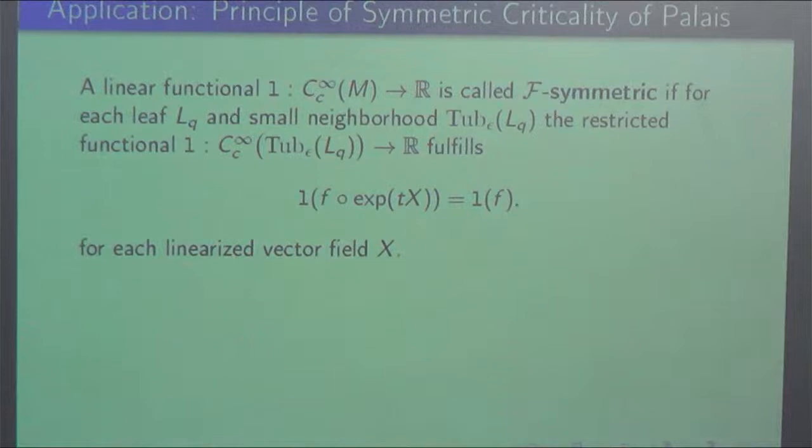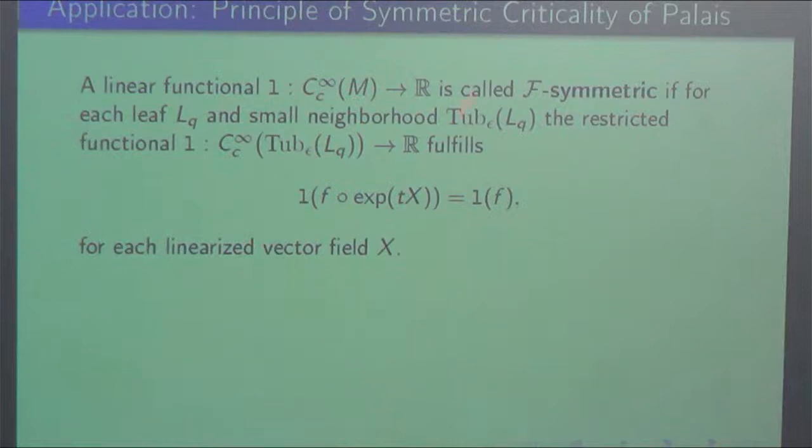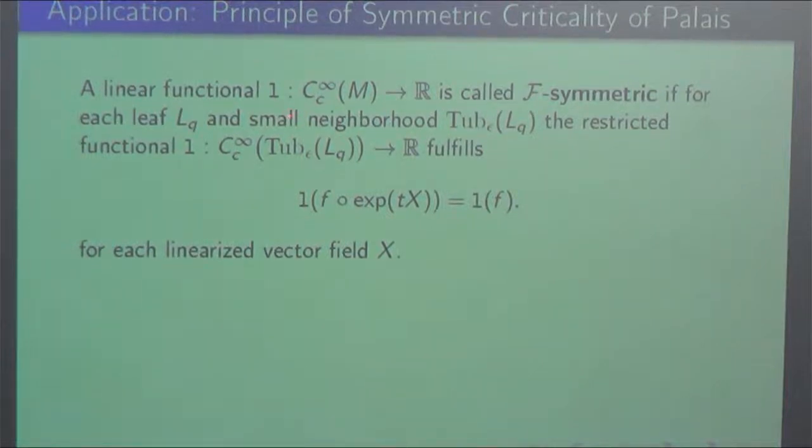And to end, in these last 2 minutes, I would like to talk about how we want to use, for example, this fancy language of Lie groupoids to treat a problem of calculus of variations. There is this nice paper of Palais that talks about symmetries, and let us just read that in this context. Consider a linear functional. Here M is anything, but we consider functions with compact support. Then we say this linear functional is symmetric if this property holds.